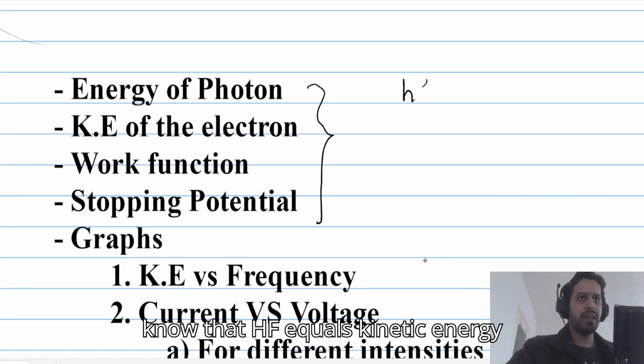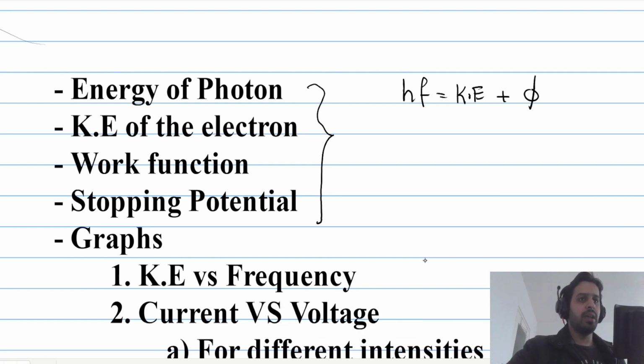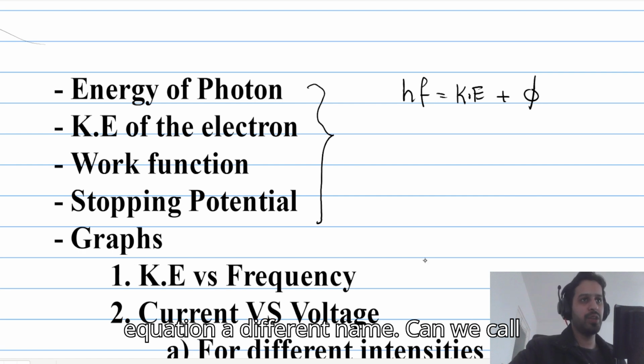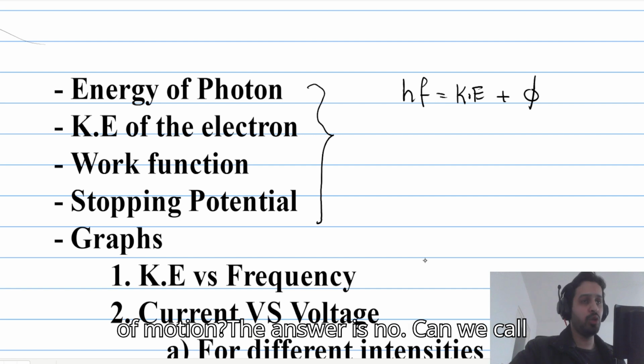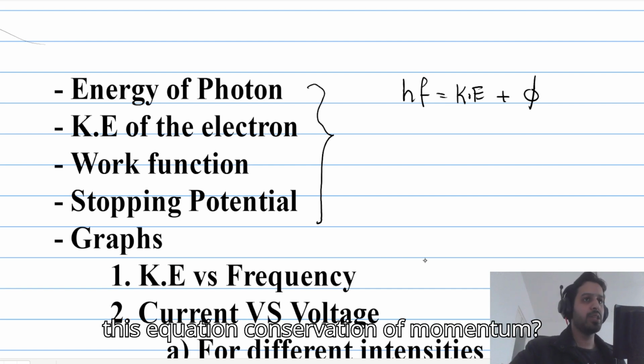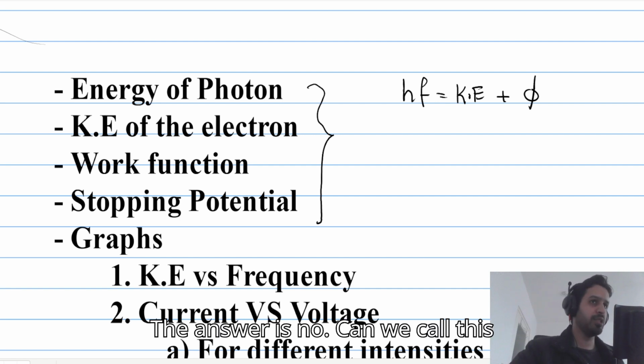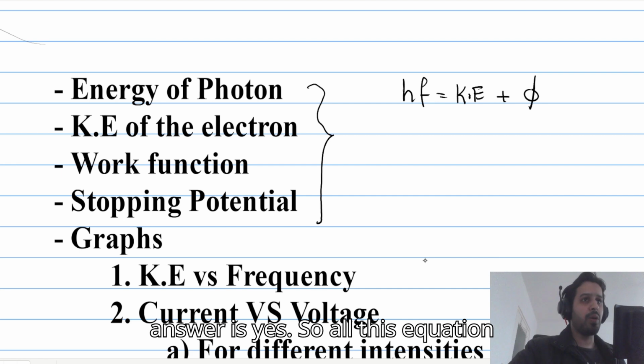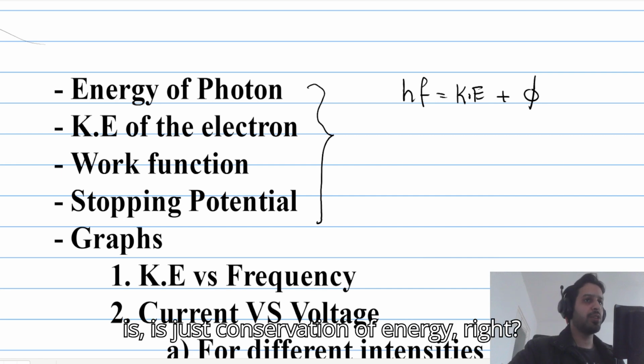Okay, we know that hf equals kinetic energy plus work function. Now, to gain a deeper understanding of this equation, I want you to give this equation a different name. Can we call this equation, for example, an equation of motion? The answer is no. Can we call this equation conservation of momentum? The answer is no. Can we call this equation conservation of energy? And the answer is yes. So all this equation is just conservation of energy, right?